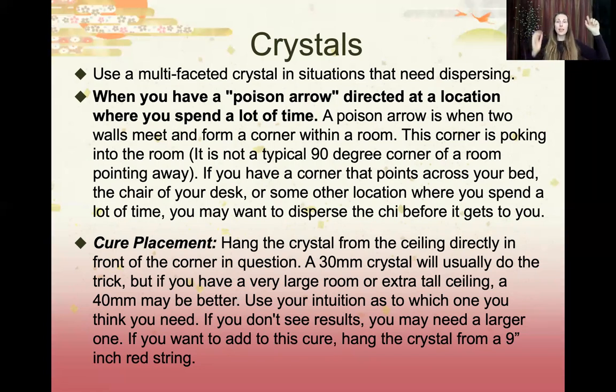So the cure here is to hang the crystal from the ceiling directly in front of the corner in question. They make crystals in little 10 millimeters, 30 and 50. 50 millimeter crystals are really big. They're beautiful, but they're huge. Typically here, a 30 millimeter crystal will do the trick. If you have a really large room or an extra tall ceiling, you might want to use 40 or 50. So you can use your intuition in what you like as to what size crystal you need. If you don't see results, get a bigger one, but you can always start with a smaller one.